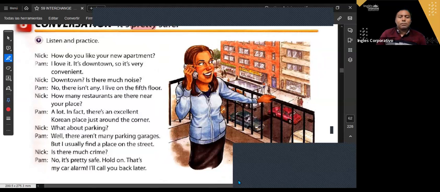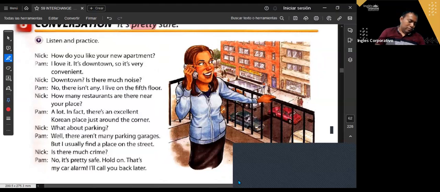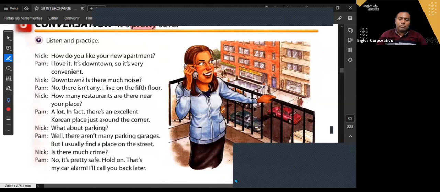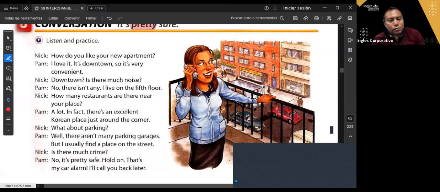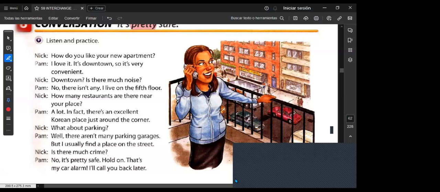Page 53, exercise 8, conversation. It's pretty safe. Listen and practice. How do you like your new apartment? I love it. It's downtown, so it's very convenient. Downtown? Is there much noise? Oh no, there isn't any. I live on the fifth floor. How many restaurants are there near your place? A lot. In fact, there's an excellent Korean place just around the corner. What about parking? Well, there aren't many parking garages, but I usually find a place on the street. Is there much crime? No, it's pretty safe. Hold on. That's my car alarm. I'll call you back later.